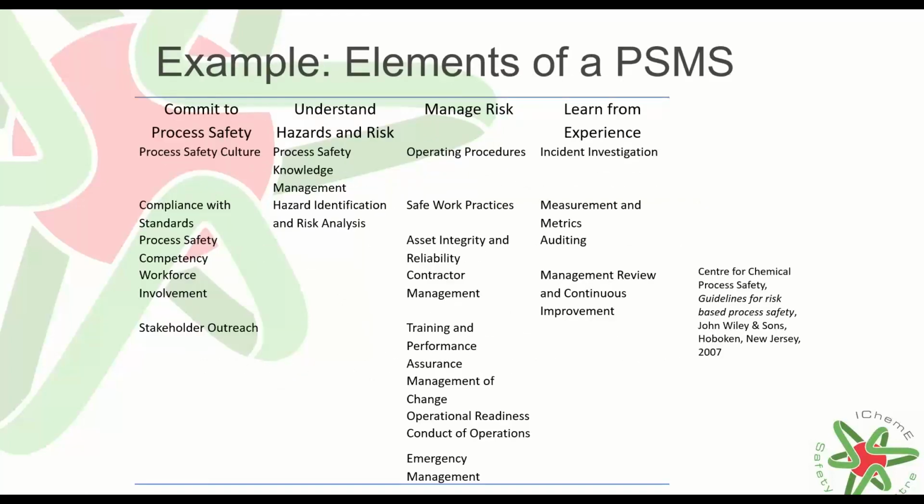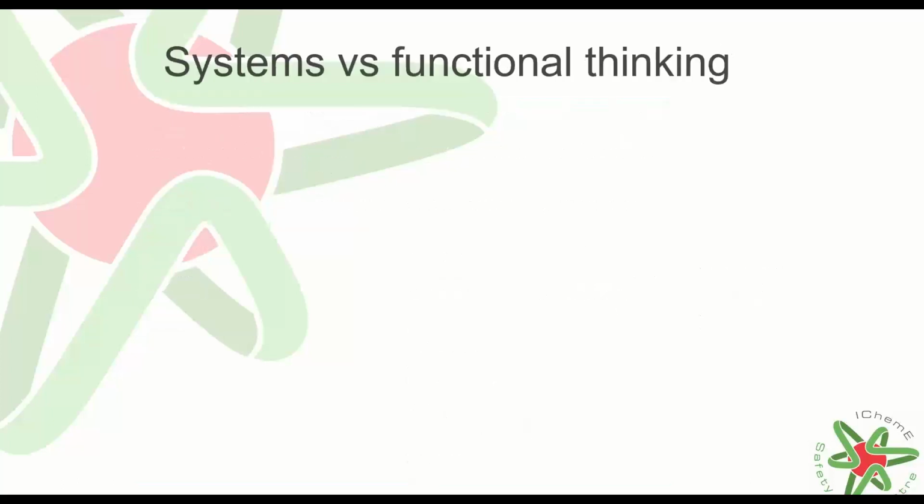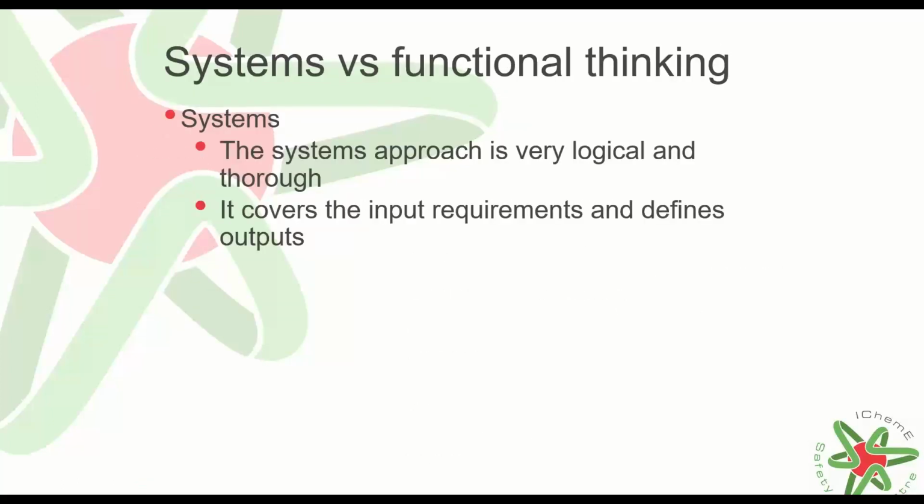So an example of what's in a process safety management system, and this is a summary of the Centre for Chemical Process Safety version. You can see here it's got 4 pillars: commit to process safety, understand hazards and risks, manage risks, and then learn from experience. And then there's a number of subtopics that go with that. And they're all very, very important aspects. And this allows us to think about the system, the management system we have, and how that works within our organisation. And the system approach is very logical and very thorough, and it covers all the input requirements that we have, and it defines all the outputs as well.